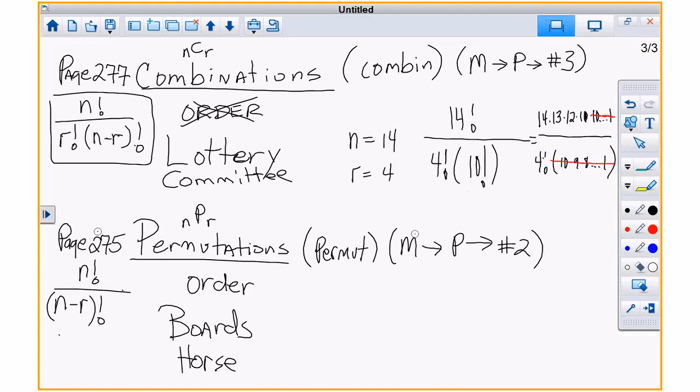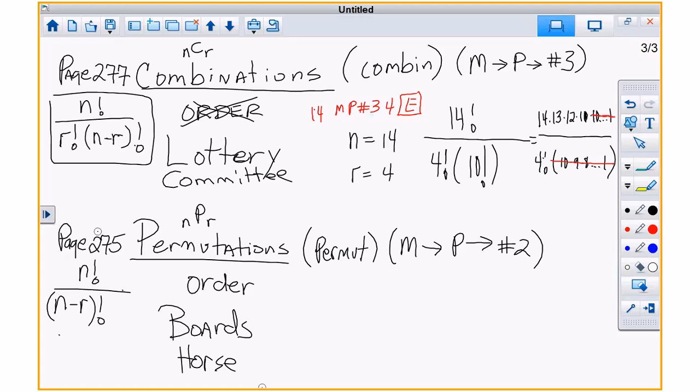The other way to do it is to type in your calculator, type 14, then math, probability, number 3, and then 4 and then enter. Okay? And that'll give you the number there.